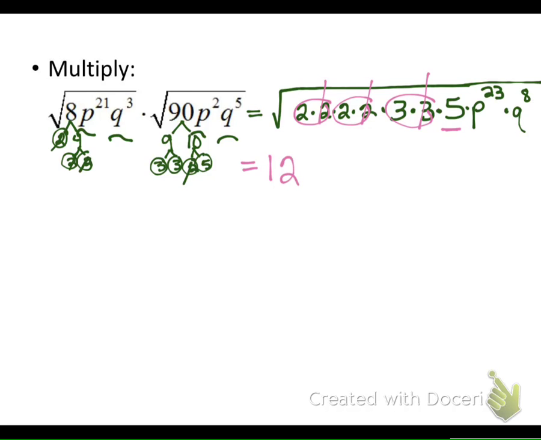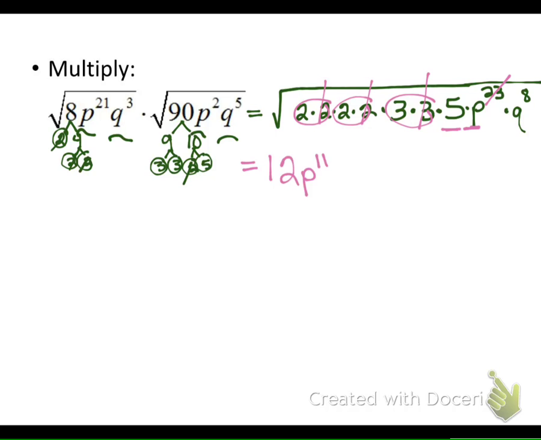Jaden, what kind of number is 23, odd or even? Well, it ends in a 3, so it's going to be odd. So because we know it's an odd number, we're going to have one p stuck on the inside. We're going to take 1 off of 23 and get 22. So then what's half of 22? Take 22 divided by 2, you get 11. So it's going to be p to the 11th.